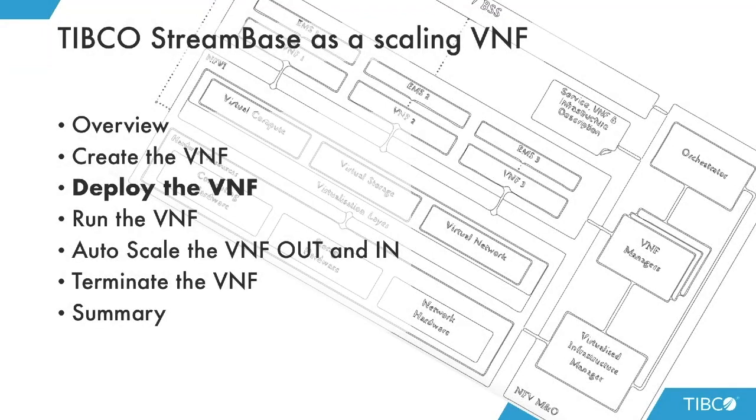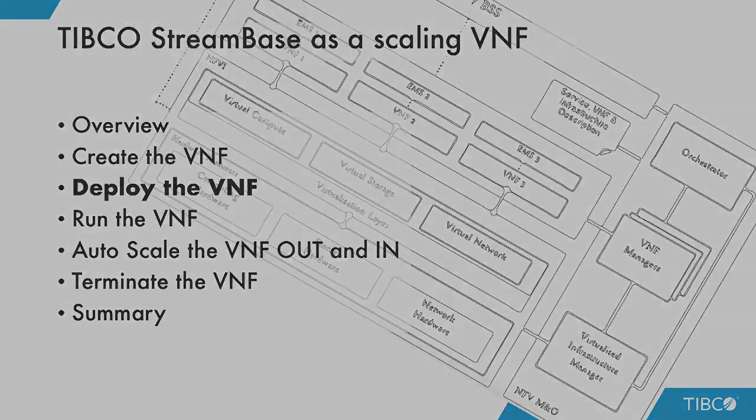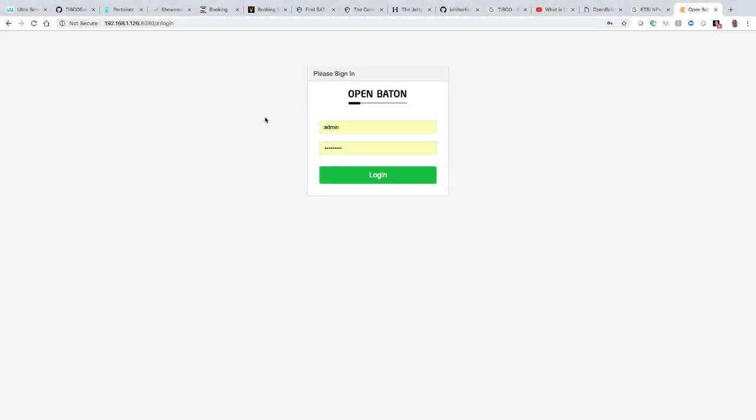Okay, so now we're getting very close to the point where we're actually going to deploy our virtual network function as a network service. What we've seen so far is us building the virtual network function, the VNF, using StreamBase, and how we've configured NFV compliant descriptors to define its life cycle, parameters, and how it's going to be included into a network service. Now what we're going to do is deploy the network service onto an OpenStack infrastructure using OpenBaton's NFV compliant MANO.